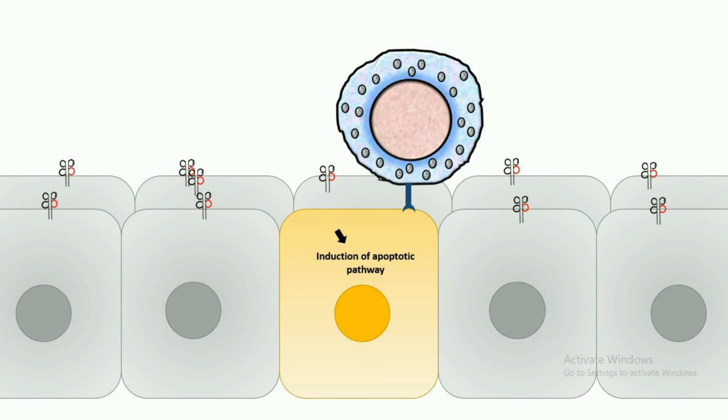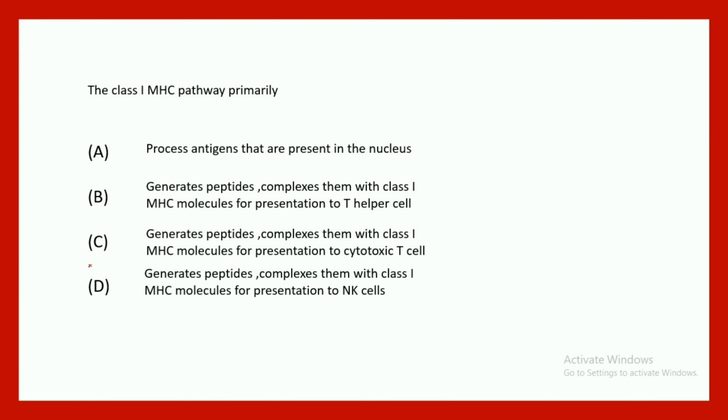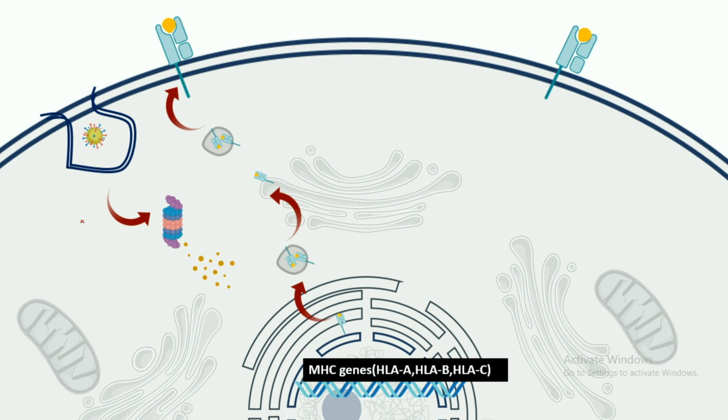So that is how they work like a cold blood killer and kill those cells which down-regulated MHC class 1. Okay, the class 1 MHC pathway primarily leads to, so it would tell you what this pathway is important for. So this class 1 MHC molecule, based on this particular option categories, the correct option would be this one, because class 1 MHC molecules sometimes display viral antigen, which could be displayed on the surface of the target cells or viral infected cells.